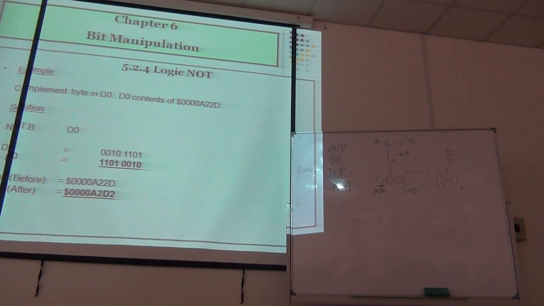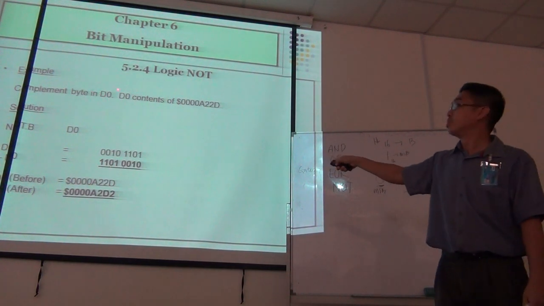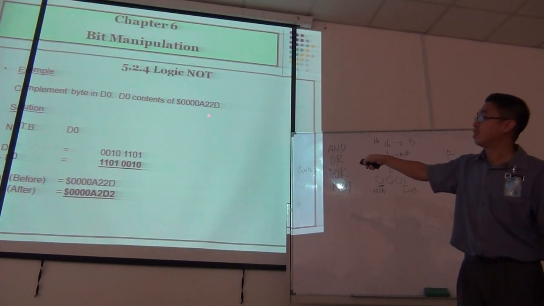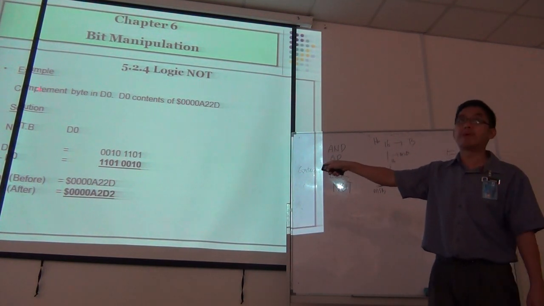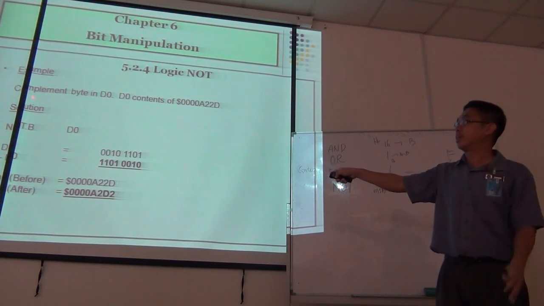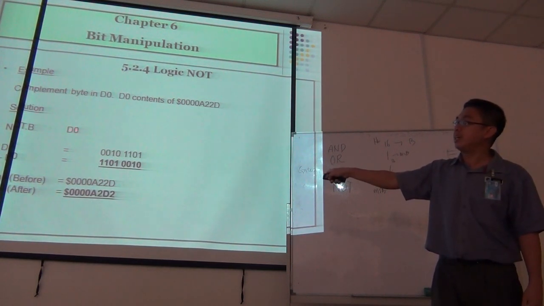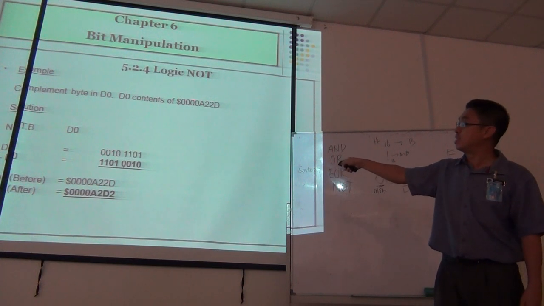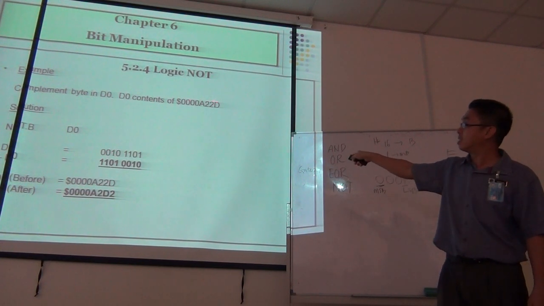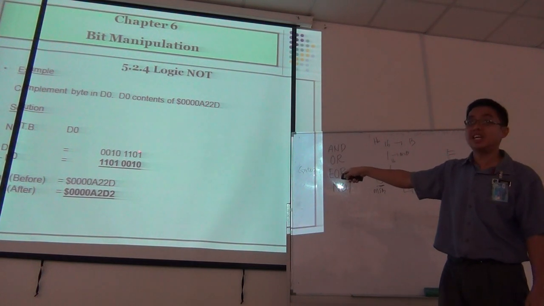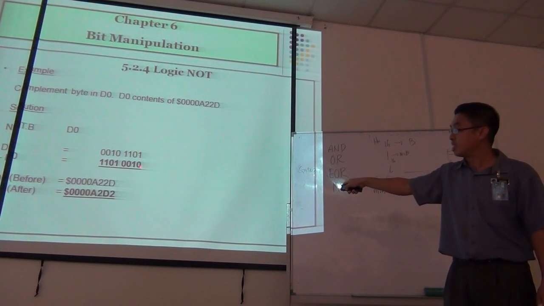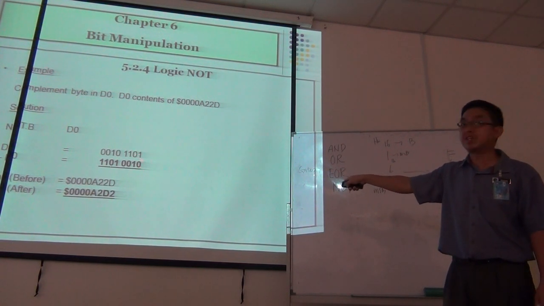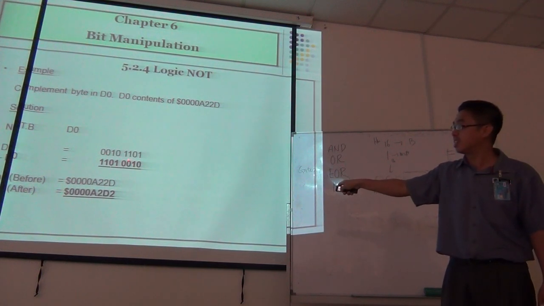The last one is not very simple. You have the input, implement byte in D0, the contents of this value. This is complement, another name for it. Just don't worry, complement means inverted, okay? The solution is this one, not B. If you do the NOT operation, D0 contains this one, but only these two, 2 and D, then the answer will be NOT, that's all. Then you get the answer. If you have 1, it will be 0; 0 will be 1; 1 will be 0. This is the NOT operation, then the final answer is this one.